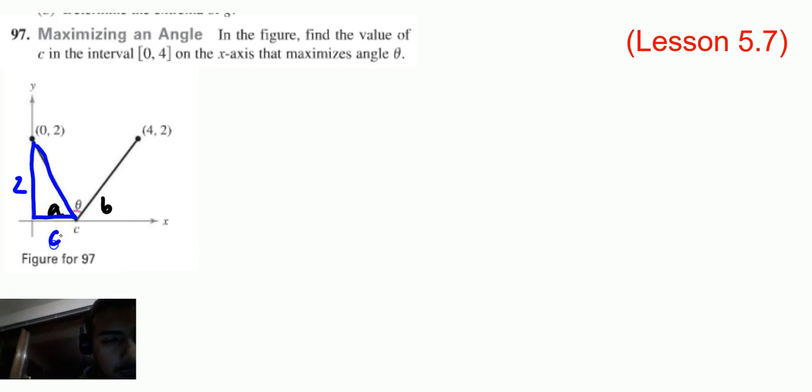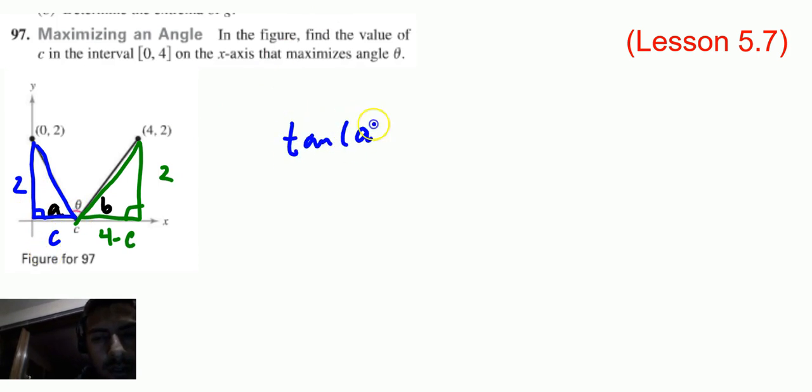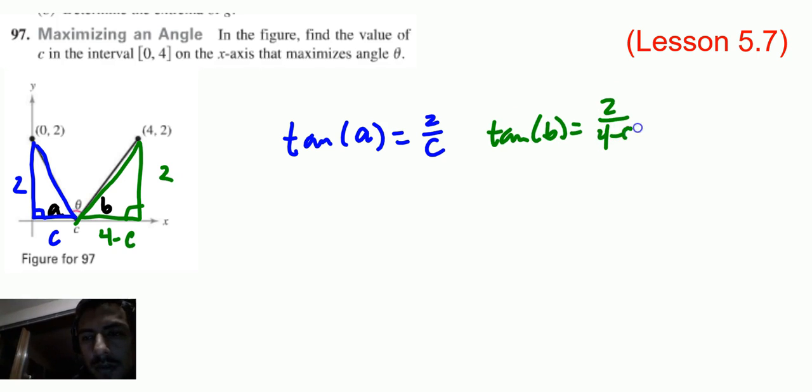The length here is C. And for the green triangle, the height here is also 2, but the length here is 4 minus C. Since these are both right triangles, I can do some right angle trig, and I get the tangent of A is equal to 2 over C, and the tangent of B is equal to 2 over 4 minus C.